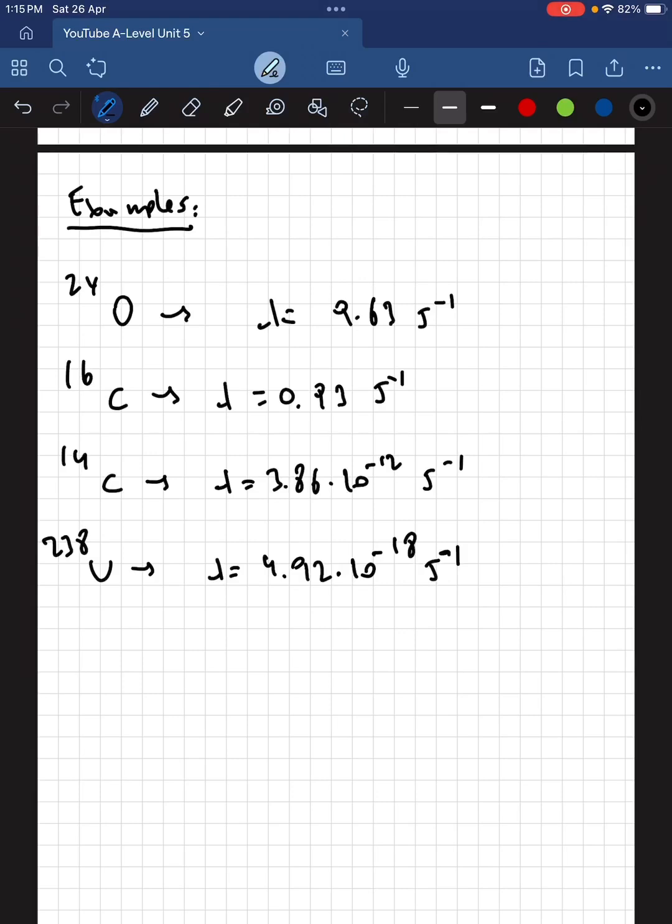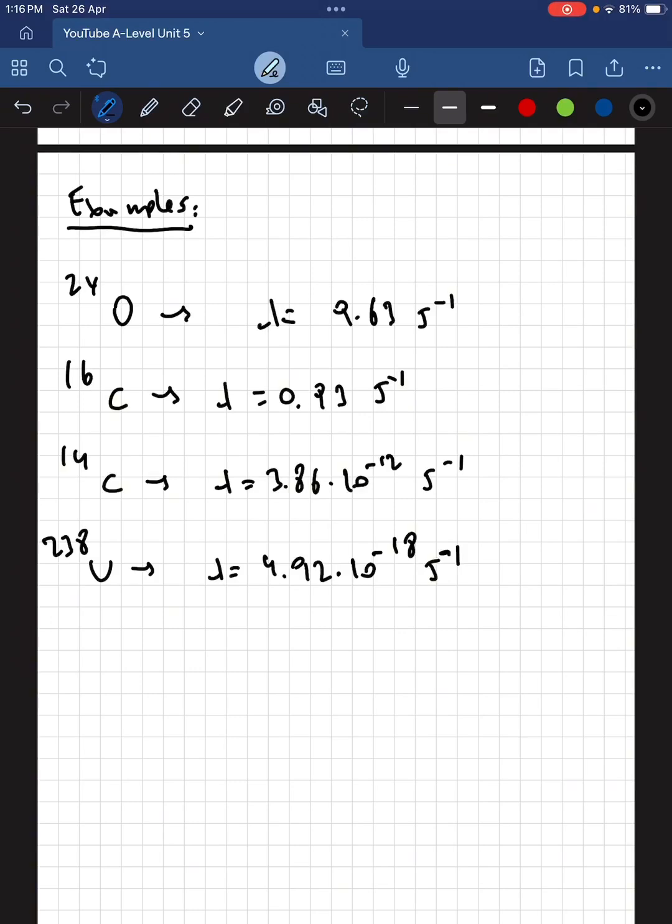If you ignore seconds to the minus 1 for a moment, you see that the highest lambda is for oxygen 24. So there is a high probability that this nucleus decays. Okay, so it's going to happen faster. Whereas for uranium-238, lambda is roughly 5 times 10 to the negative 18, so it's almost 0. So that's a nucleus that decays slowly.